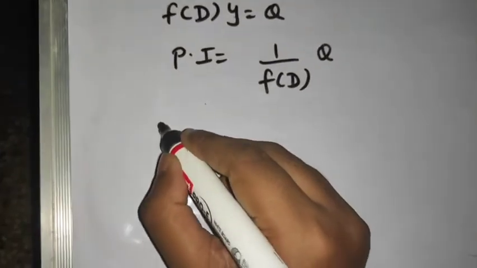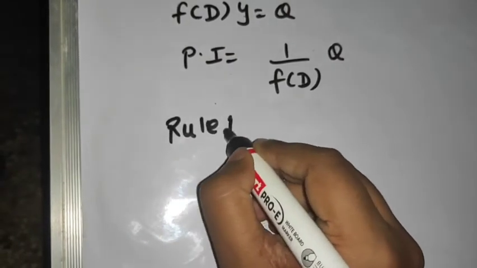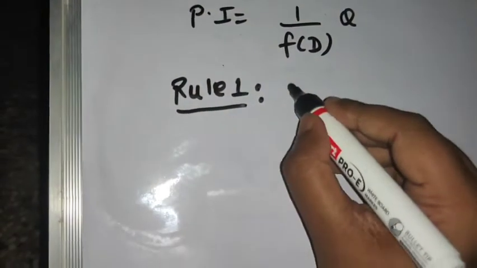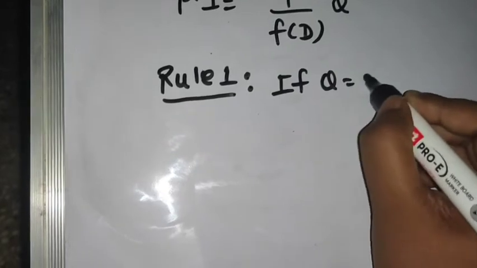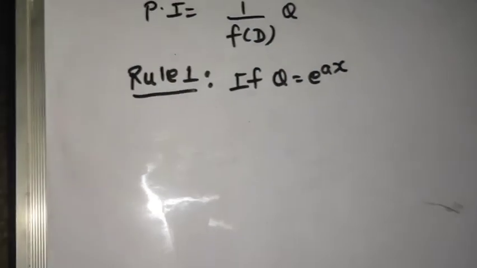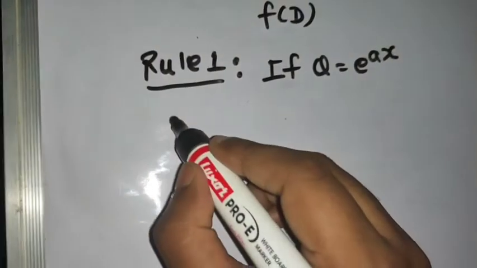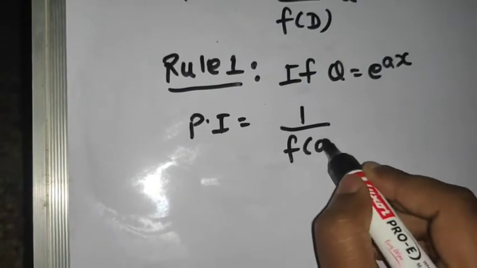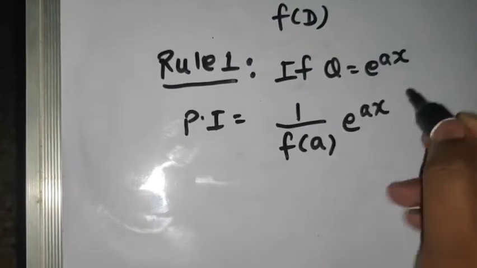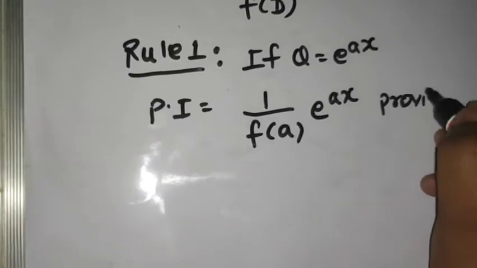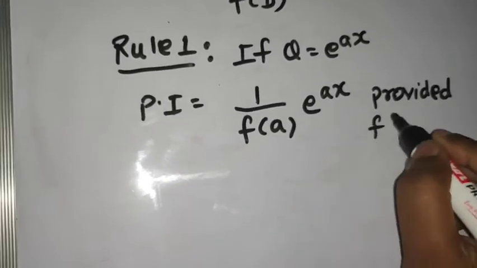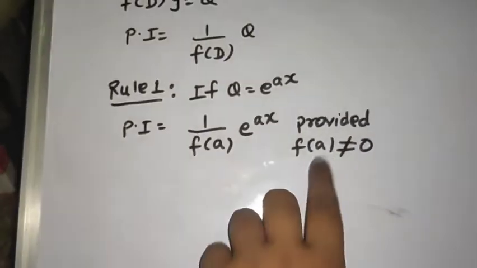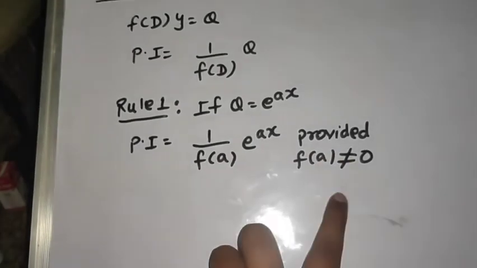So rule 1: if q is e power ax, then the particular integral is 1 upon f of a times e power ax, provided f of a is not equal to 0. Now this thing is very important, provided the denominator is not equal to 0.